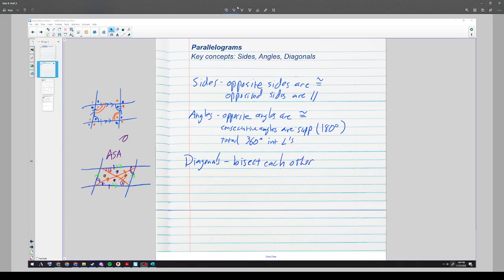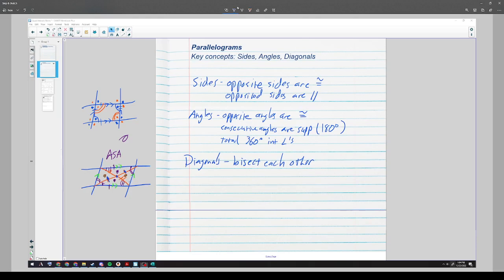So they're not equal in length. There's a longer diagonal and a shorter diagonal, but they both meet at each other's midpoint. So this spot where they cross is the midpoint of both diagonals. So if I had an expression about this half of this diagonal and this half of this diagonal, we could set those equal and we could solve something.